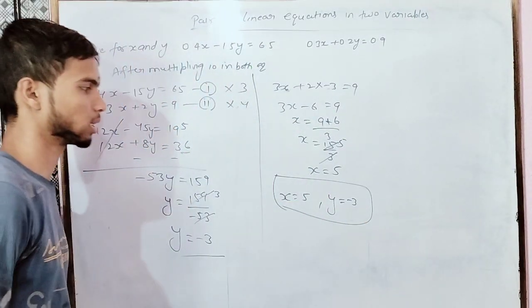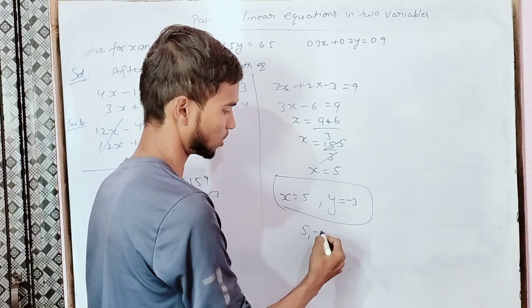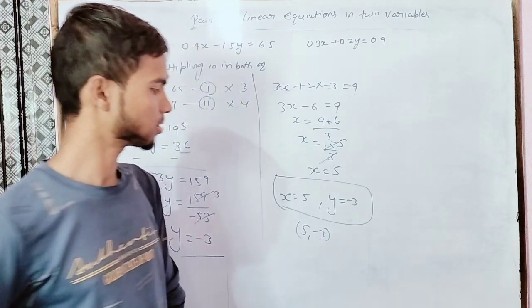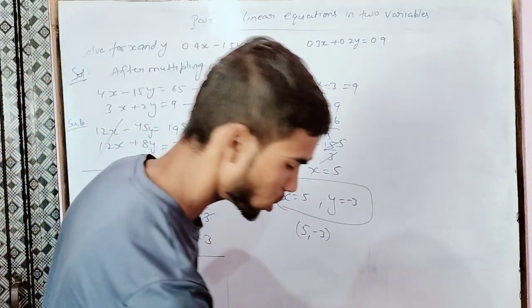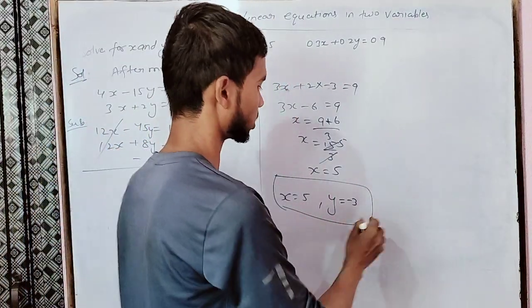Can you make a coordinate from this? Yes, 5 comma minus 3, like that. Coordinate. So finally, this is the answer.